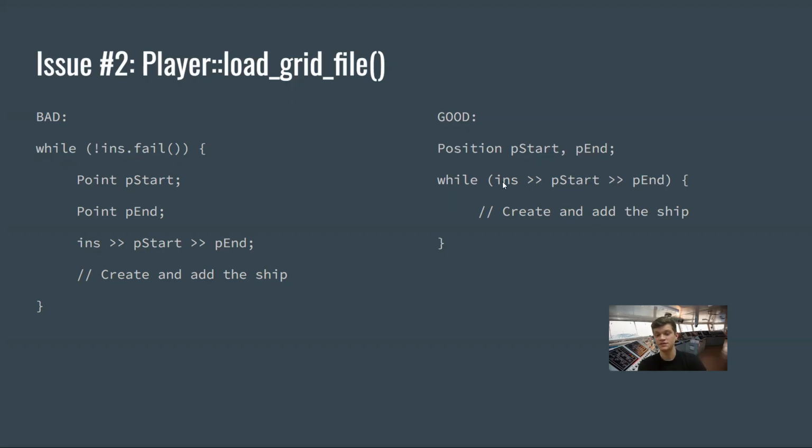The stream itself, so ins, will eventually boil down to, after it's done trying to do whatever you ask it to do, in this case reading p start or p end, ins itself, when we refer to it inside of a conditional, so an if or a while or whatever, will tell us whether or not it's good, right? So then why does this work here instead of this one not working?